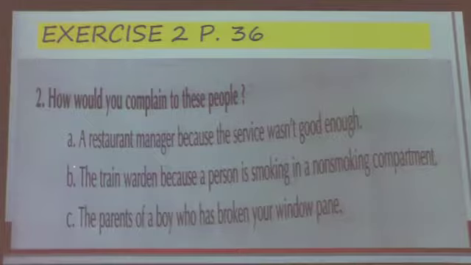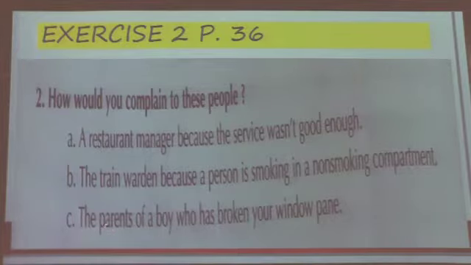Then for B, the train warden, okay? A person who is responsible on board of a train. He checks people's tickets, etc. So the train warden, because the person is smoking in a non-smoking compartment, okay? There is a person who is smoking and you want to complain about him to the train warden. Okay?